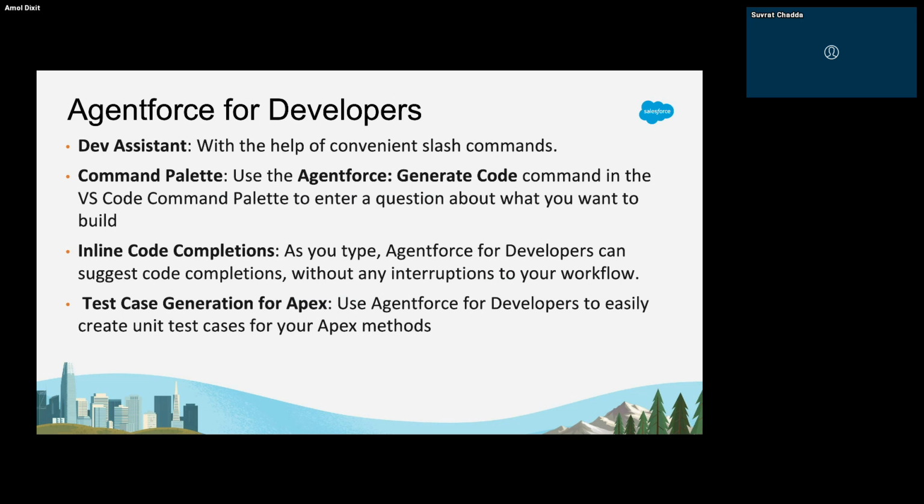With the help of a few commands, you can get more details. For example, if you want an explanation of specific code, you can put the code in and say, explain this to me, and the dev assistant is going to do that. I'm going to show you how it is done. And then we have command palettes. We can use the Agentforce generate code command in VS Code, where you can just ask a question about what you want to do, and it's going to answer you just like OpenAI's ChatGPT does.